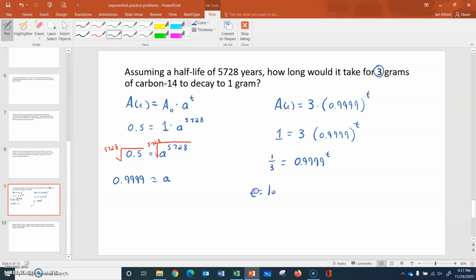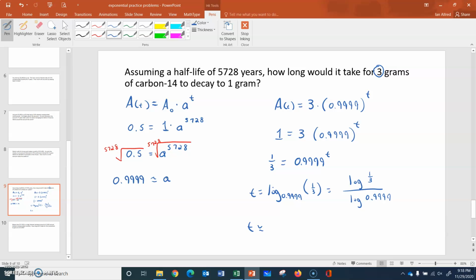So t equals log base 0.9999 of 1/3, which won't go in my calculator very nicely. So I will need a change of base formula. So that'll be log of 1/3 over the log of 0.9999. Now this would definitely come out a lot better if we use the exact value, like the 5,728th root of 1/2. But that seems a little ridiculous.